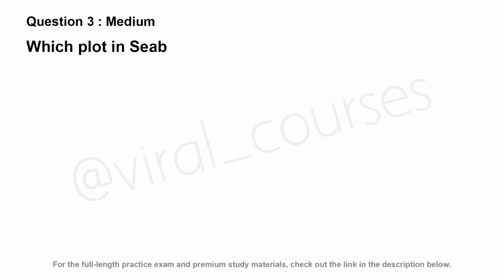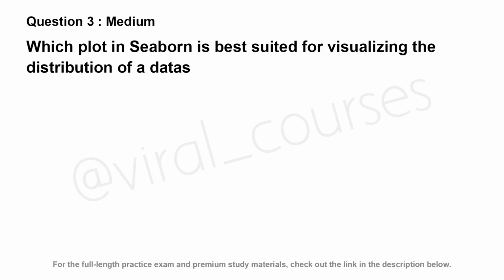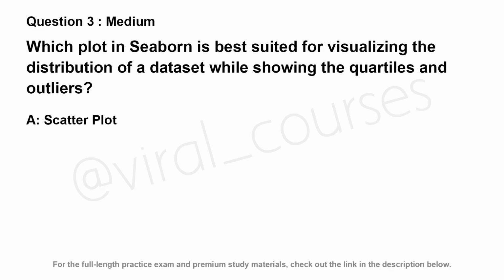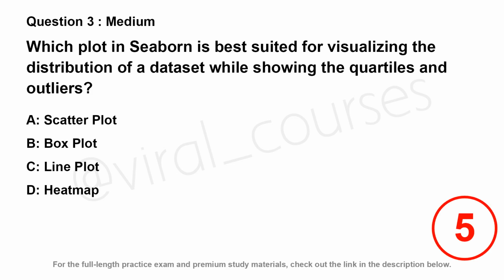Which plot in Seaborn is best suited for visualizing the distribution of a dataset while showing the quartiles and outliers? Option A, scatter plot. Option B, box plot. Option C, line plot. Option D, heat map.